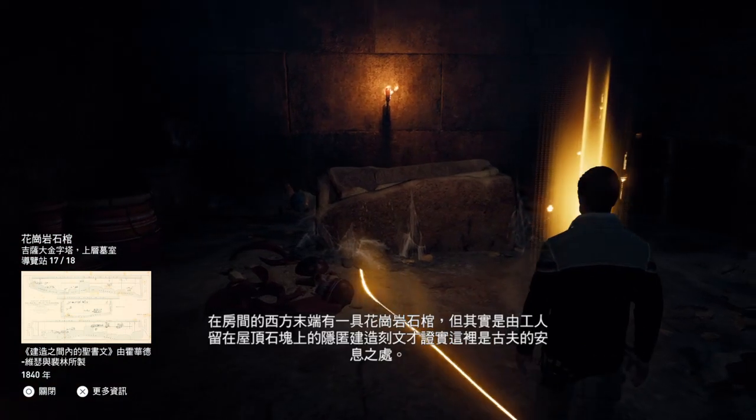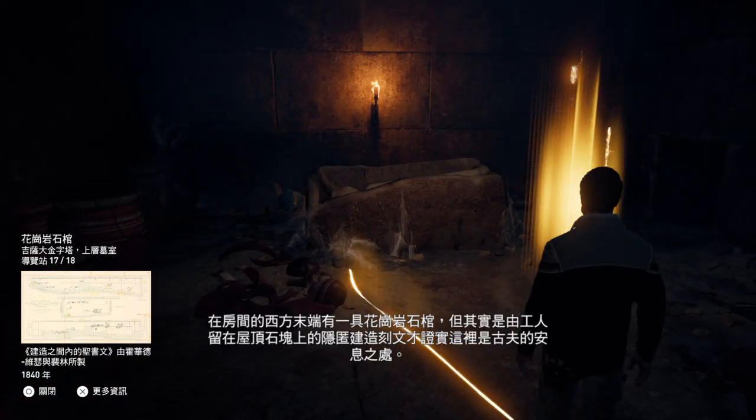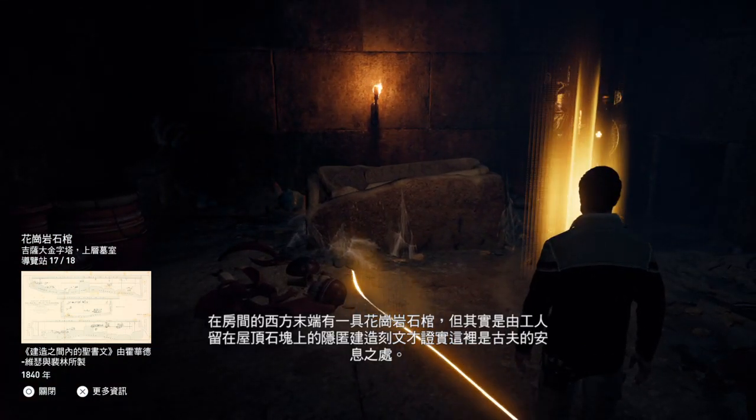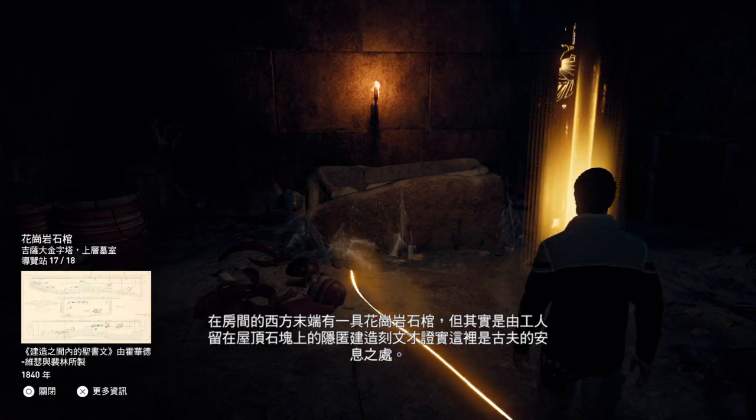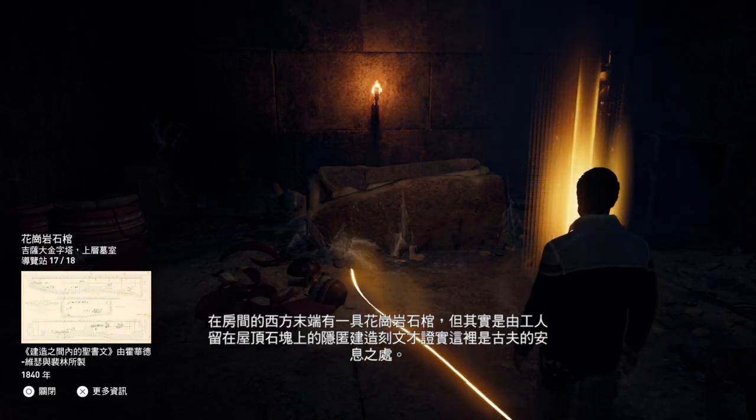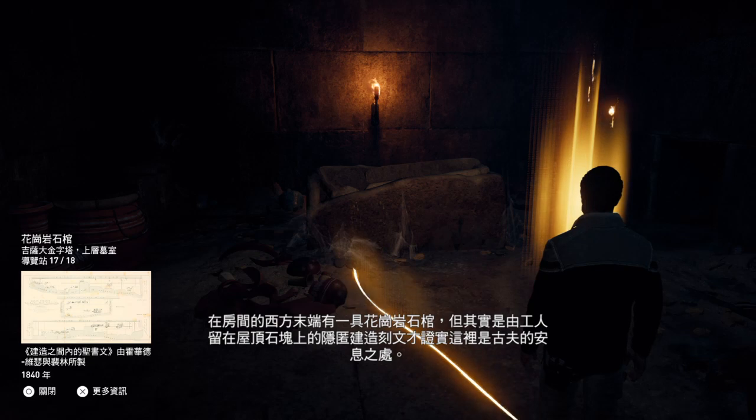There is a granite sarcophagus at the west end of the room, but it is the concealed construction inscriptions left by workmen on the roof's stones which verify this as the resting place of Khufu. The sarcophagus was recorded as being empty when it was discovered, and its design indicates that there was once a lid in place. It's possible that this sarcophagus is only a cenotaph in memory of the pharaoh, but was never actually meant to receive the body.